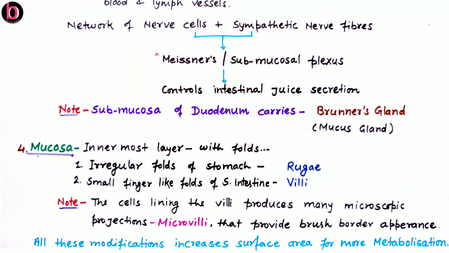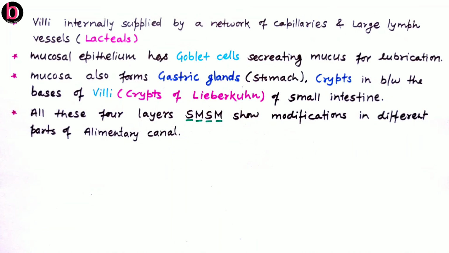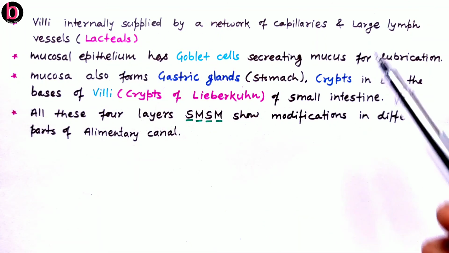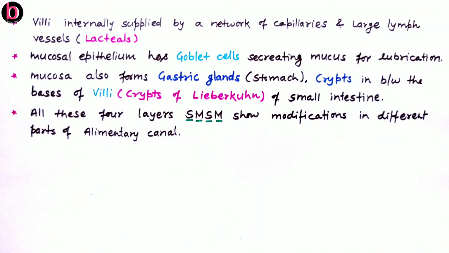that are known as microvilli, and we discussed all infoldings are always for increasing surface area, that is for maximizing the metabolic activities occurring in that particular place. These tiny microscopic projections also provide a brush-like or brush border-like appearance to the small intestine. There are further a number of details related to the histology of the gut or alimentary canal, like each villus is internally supplied with a network of blood capillaries as well as lymph vessels. So these lymph vessels are known as lacteals.